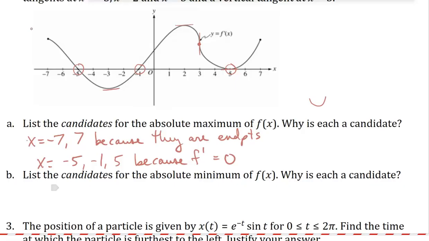Let's see. And then honestly, the answer to B is going to be the same as A. If you want to specify that, like, we don't need to consider -5 for absolute minimum, because the derivative is changing positive to negative, and that's a relative max. We can't have a minimum value at a relative max. Same thing with 5, because the derivative is positive on both sides. But honestly, I think it's better just to say, here are all the possibilities. Let's check every one of them, and then we don't accidentally miss anything.